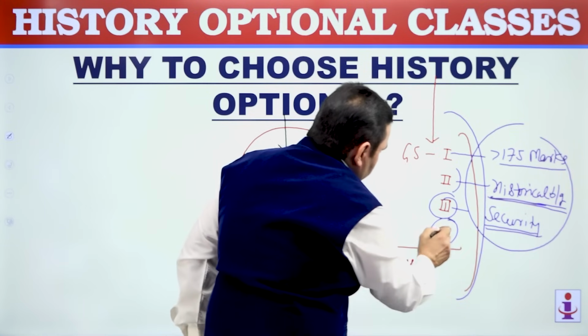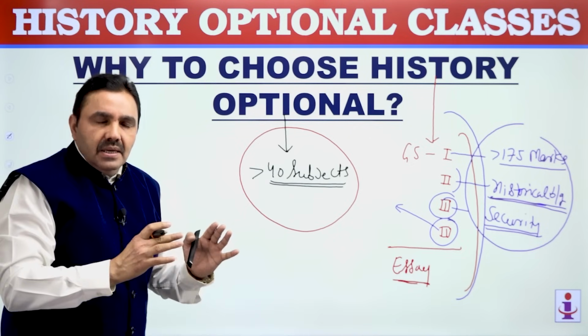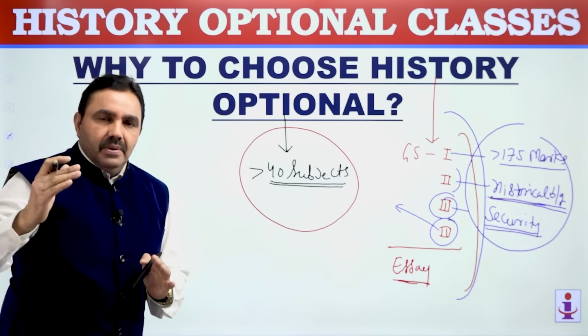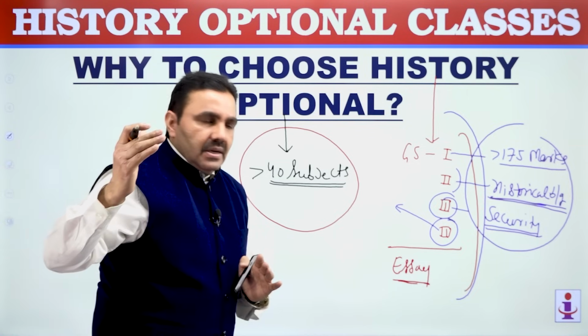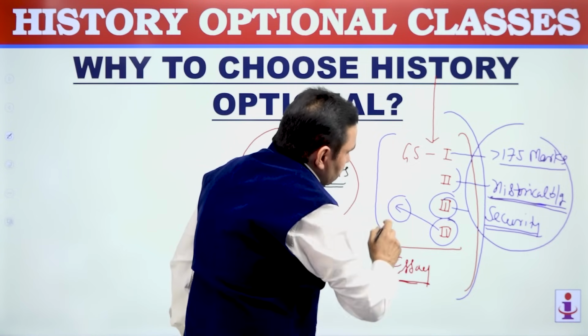And similarly in paper 4, you have thinkers. You have to study thinkers like Mahatma Gandhi, Mahatma Buddha, Mahavira, Abraham Lincoln, Rousseau, Kant, James Mill. All these intellectuals are covered in history optional.